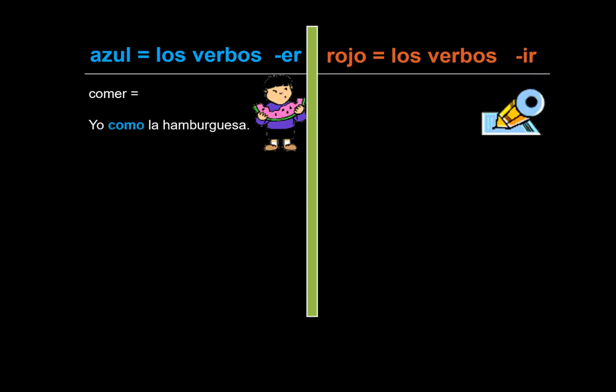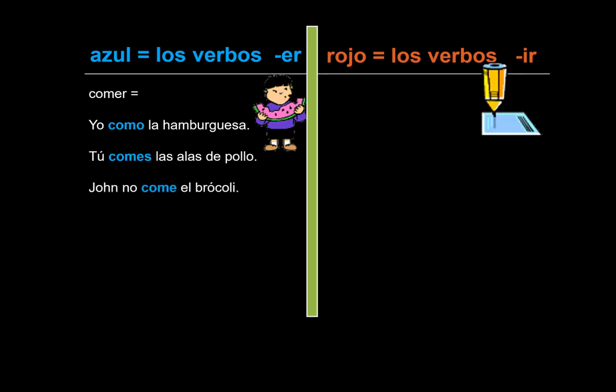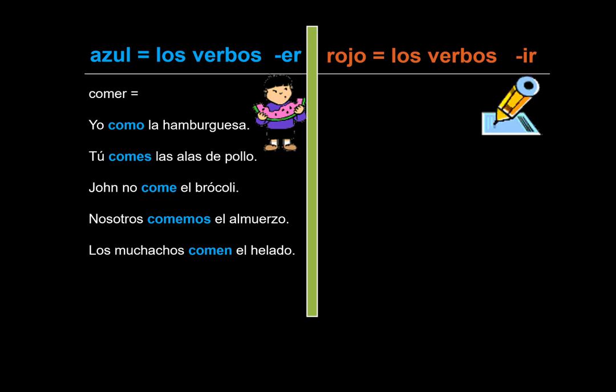Let's take a look. Yo como la hamburguesa. Tú comes las alas de pollo. Ya no come el brócoli. Nosotros comemos el almuerzo. Los muchachos comen el helado. It's easier to see the endings when we look at them in this order.